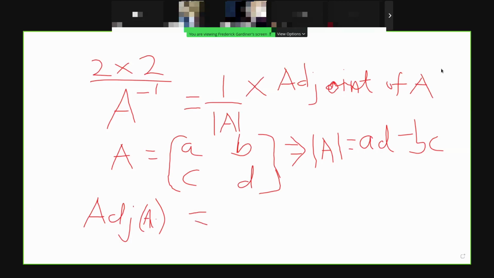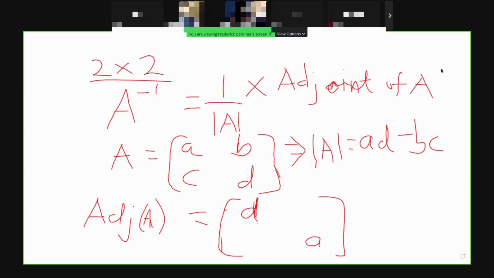The adjoint of a 2 by 2 is simple. Look at it. This is what you do. You look at the matrix that was given to you. You switch or interchange the elements in the leading diagonal. What are the elements in the leading diagonal? a and d. They swap positions. So d takes the position of a, and a takes the position of d.